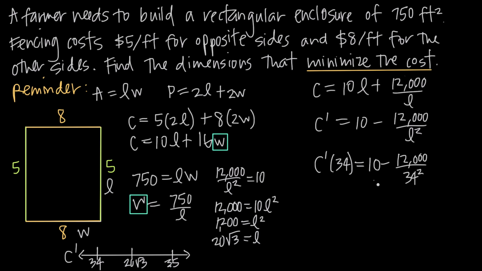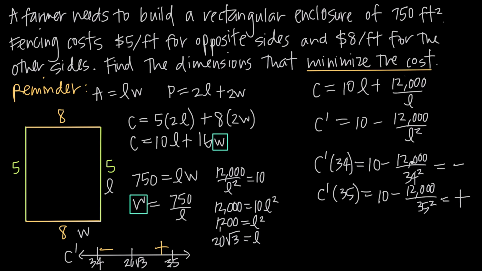Now what's important here is not the exact value of this right-hand side, but whether or not the right-hand side is positive or negative. And if we do this arithmetic here, what we see is that we get a negative value. We'll come back to that in a second, but now let's go ahead and test c prime of 35. We'll plug in 35 and get 10 minus 12,000 divided by 35 squared. And when we do this arithmetic, we see we get a positive value. Now coming back to this positive and negative value, we'll go ahead and plot these on the number line here. So we found that c prime of 34 was negative, so we'll say negative over here. That c prime of 35 was positive, so we'll say positive over here.